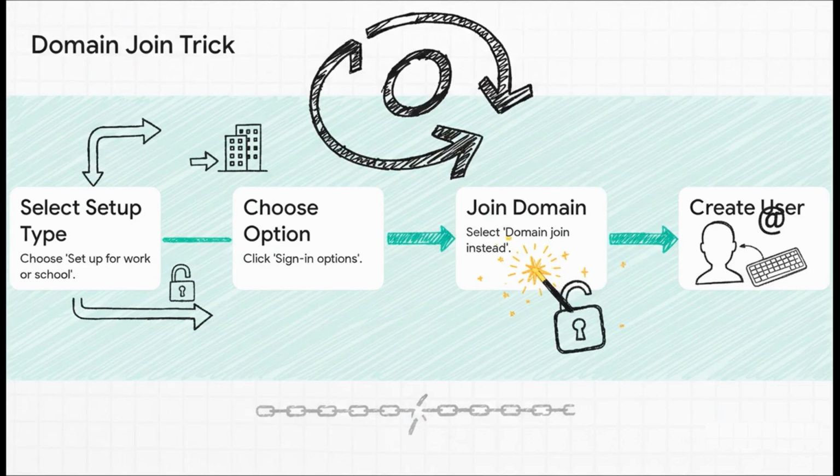And as you can see, it's really straightforward. You choose work or school, then you look for that little Sign In Options link, and here's the magic button, Domain Join instead. From there, you just type in whatever you want your local username to be, and you're in. You don't even need a real domain.